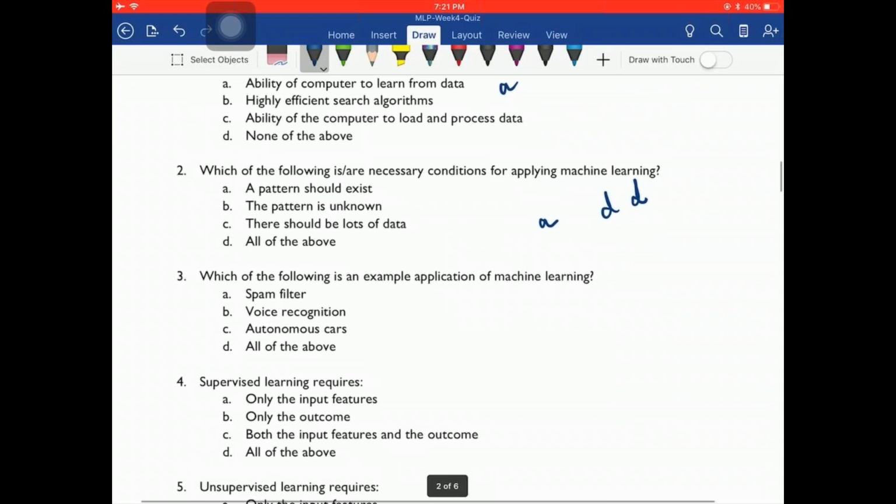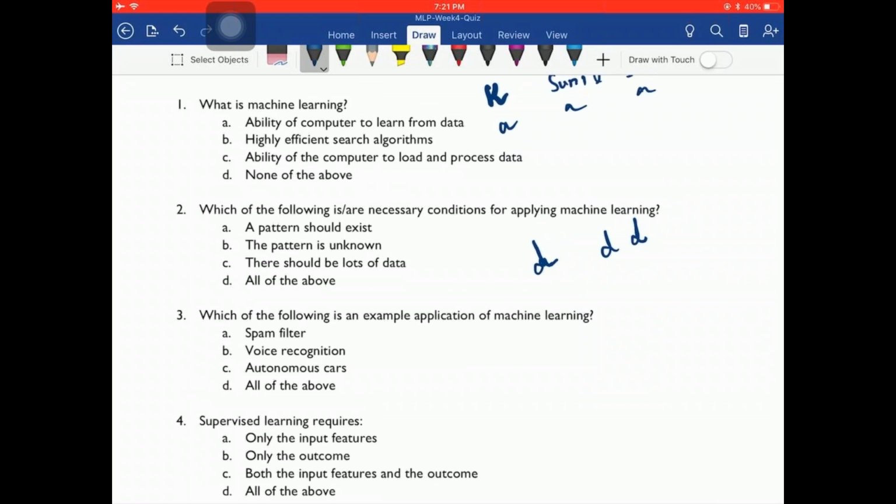Pattern is unknown. That is unsupervised learning, right? Yeah, I might change. D. Okay, because B was the point, right? I think the first question is correct for everyone. For the second question, I'll clear out the confusion. A pattern should exist. That is true, right? If it is completely random, you cannot apply machine learning.